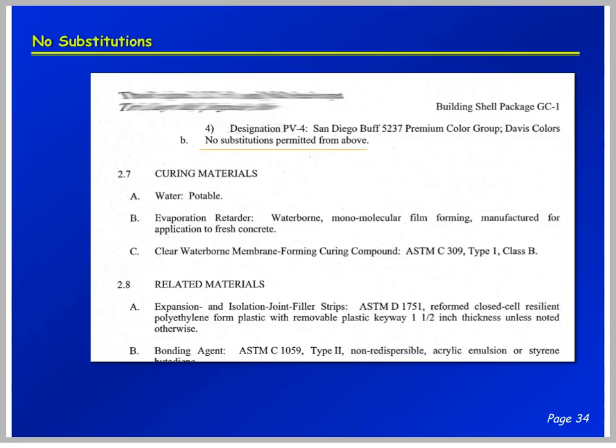Occasionally in specifications, you will find something that is specified. For instance here, a buff premium color group, Davis color, and it notes no substitutions from the above. What that means is you better use Davis color, or if you got a lower price from somebody else, the architect says up front he's not going to accept that.